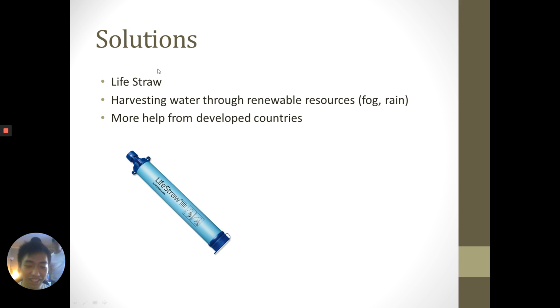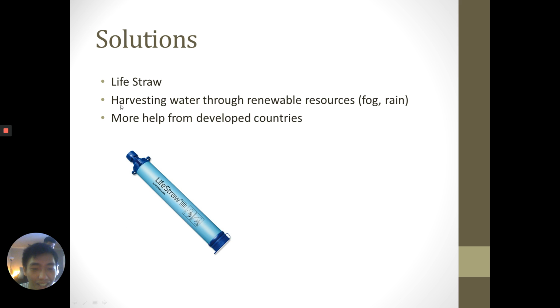So, solutions to unclean water. Some companies have developed different types of life straws, and what they do essentially is you suck in unclean water through the end of the tube, and the main part of the tube is basically a filtration that filters unclean water to the mouthpiece of the life straw. This will help. However, the cost of building a life straw for everyone is way too high to sustain.